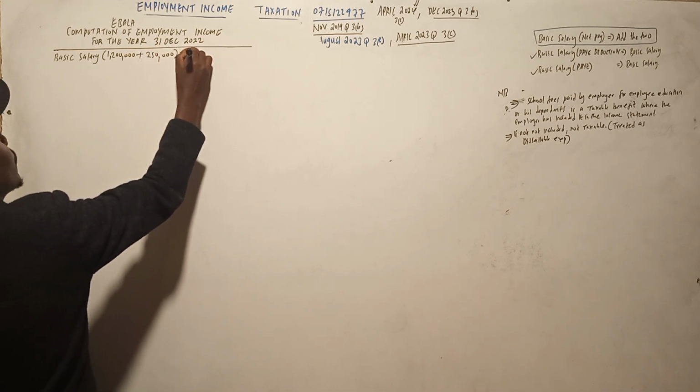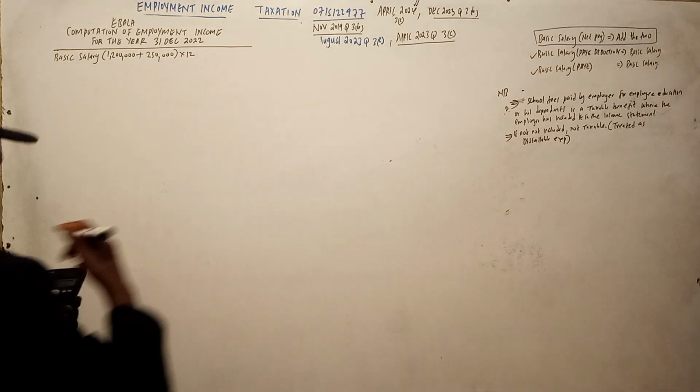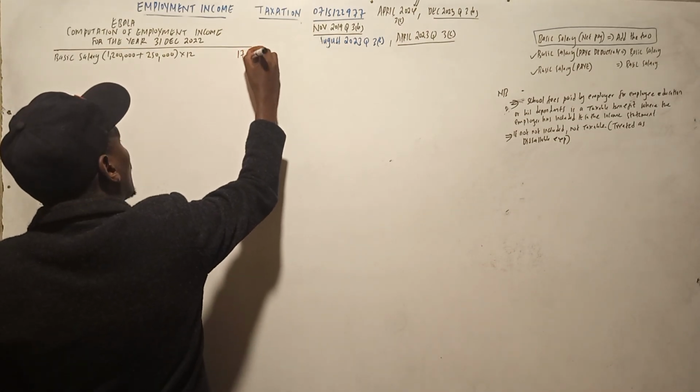then you multiply with the 12. So we'll claim a 1.2 plus 250,000 times 12. So you have to purchase 17, 400,000.